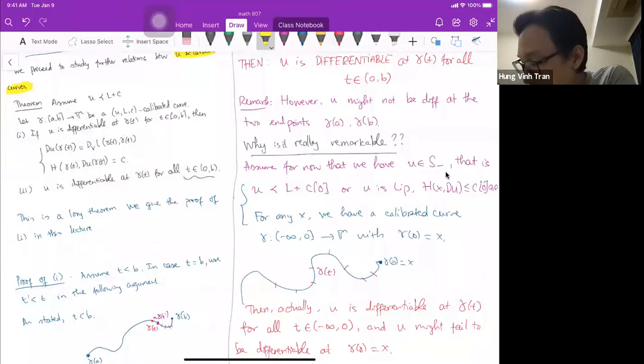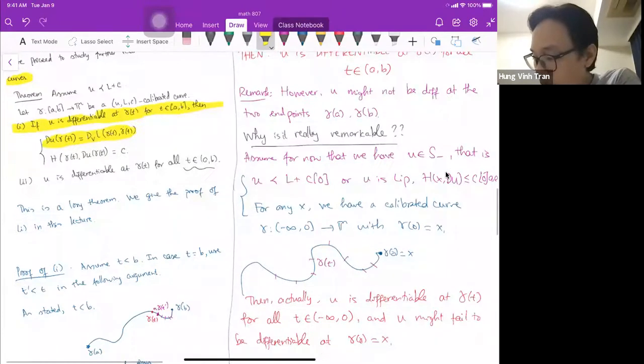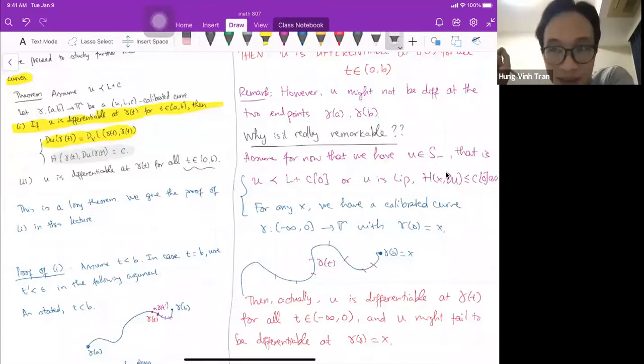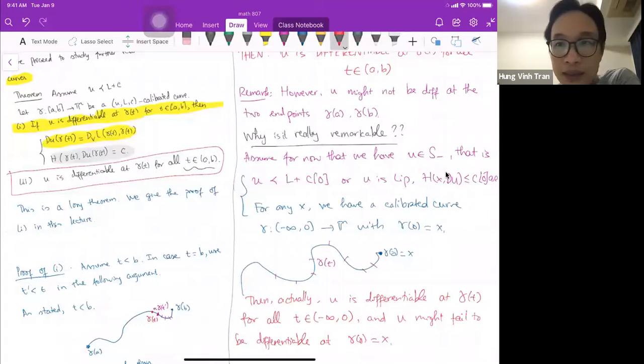But now I'm going to prove the first claim. Let me highlight it now. The first claim is that if we know your function is differentiable at gamma t, for any t between a and b, including a and b, then du equals dvL, which is the expected result, and we also know that the Hamiltonian acting on gamma t, du of gamma t, is at the energy level C. The second claim is the most important one, and it is going to be done next time, I guess.